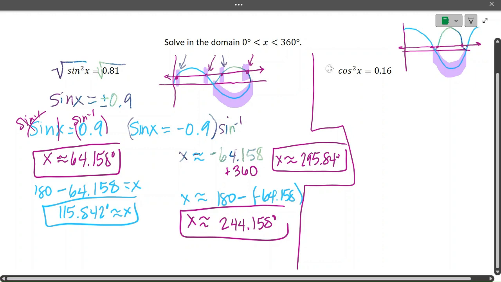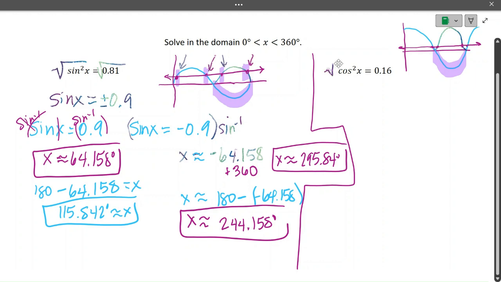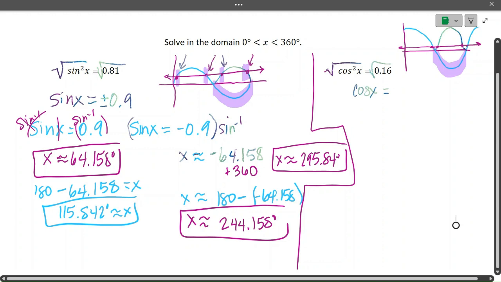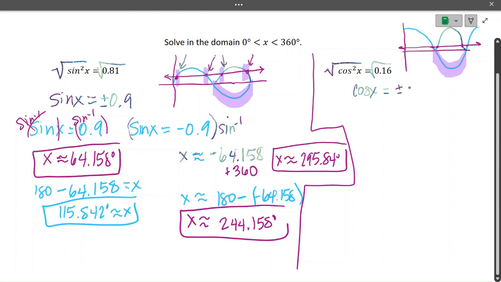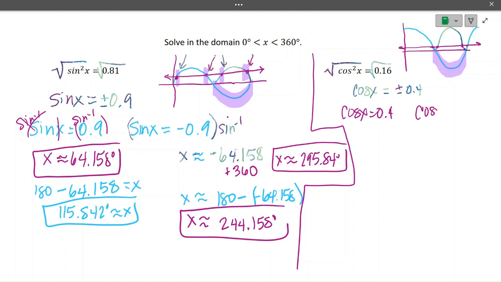I'm starting by taking the square root of both sides. Okay, and when I do that, I end up with the cosine of x equals, remember, I'm the one doing the square rooting, which means it could be 0.4 times 0.4 to make 0.16, or negative 0.4 times negative 0.4 to make 0.16. So I've got those two. I'm going to go ahead and split these. And then we're going to solve.